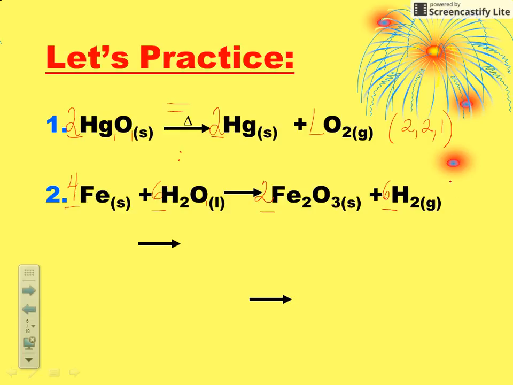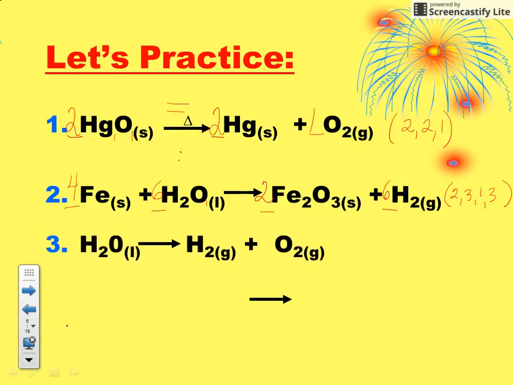Now remember, your coefficients do have to be in their lowest whole number ratio, so 2, 6, 2, 6 can be reduced, and so you want to reduce it. Your final answer, if you divide everything by 2, you get a 2, 3, 1, 3. That will be your answer. There are 4 coefficients needed to balance that equation. All right, let's look at number 3.